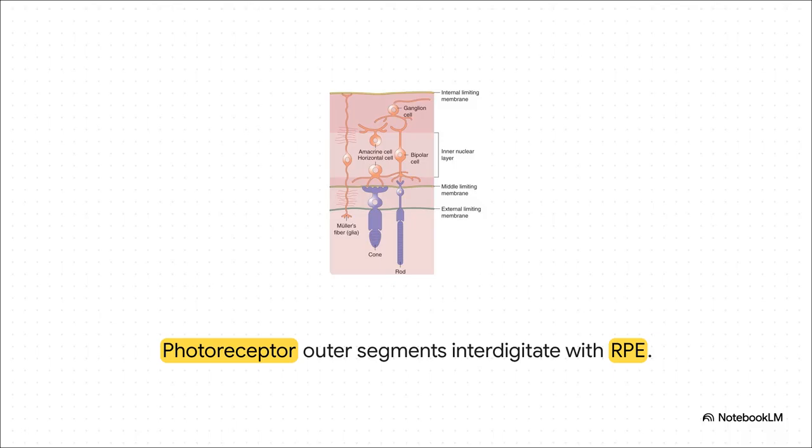Look at how the photoreceptor outer segments interdigitate with the RPE cells below them. Notice anything missing? There are no direct structural connections or firm junctions holding them together. This creates a potential space.